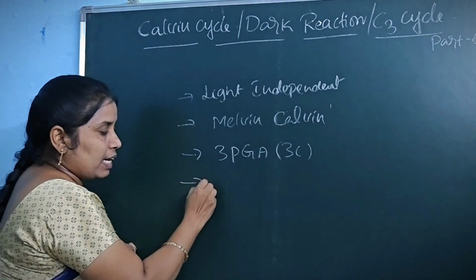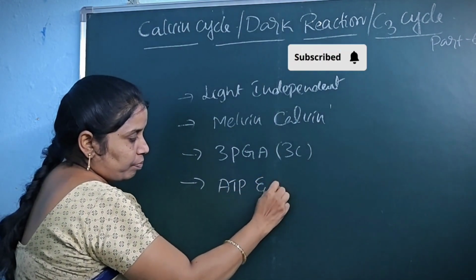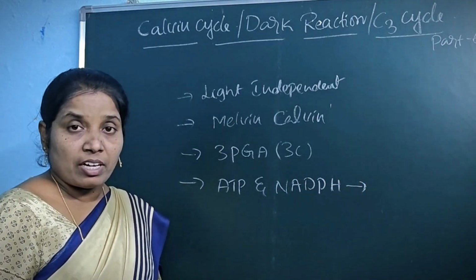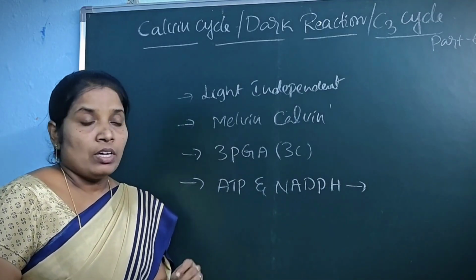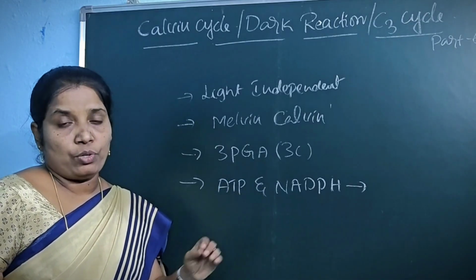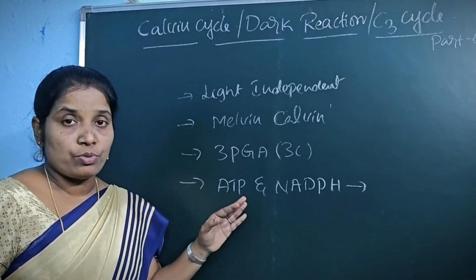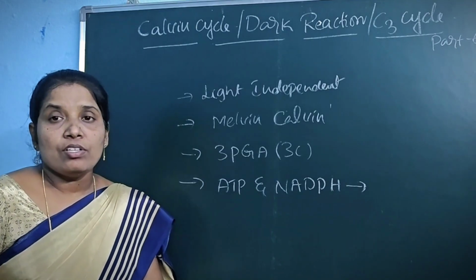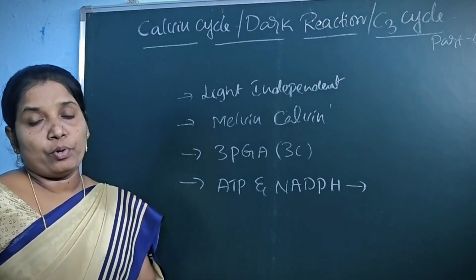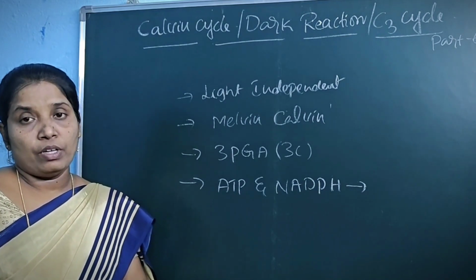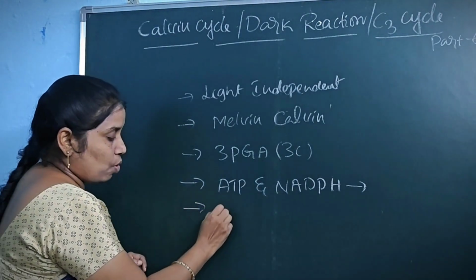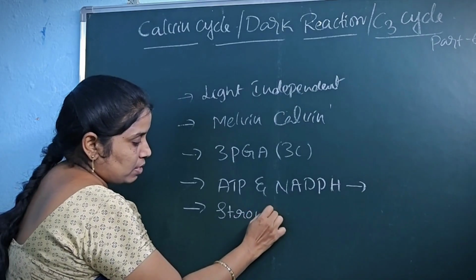So the ATP and NADPH, these are nothing but assimilatory power. They are generated in the light reaction, and are going to be utilized in this dark reaction for the reduction of CO2. CO2 here is reduced into a carbohydrate. So it is a primary pathway in so many photosynthetic prokaryotes as well as eukaryotes. The site of dark reaction is the stroma of chloroplast.